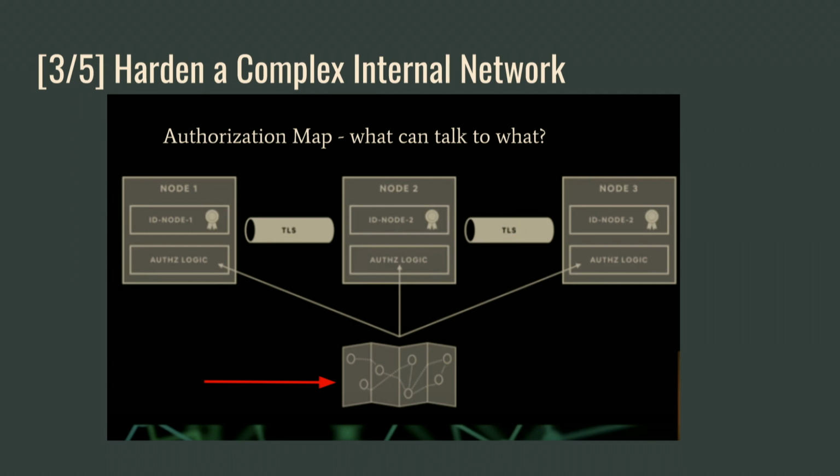And then the third part is you have this authorization map, which is basically who can talk to who. Because ideally, you want to restrict nodes to only be able to talk to who they need to be able to talk to. So if an attacker compromises one, they can't talk to, say, more privileged things that that service shouldn't be able to talk to.